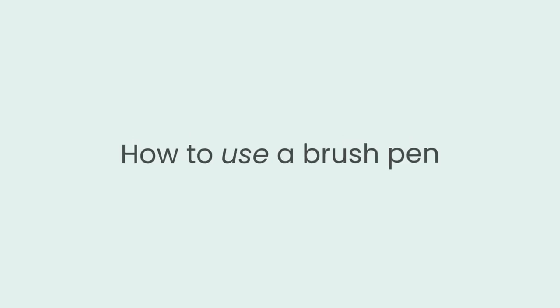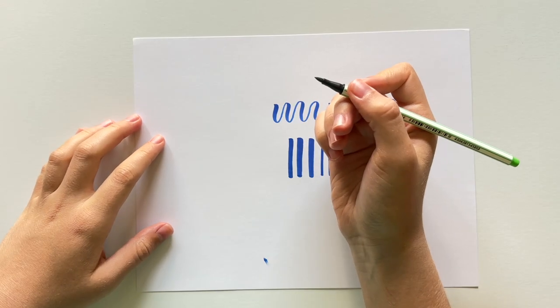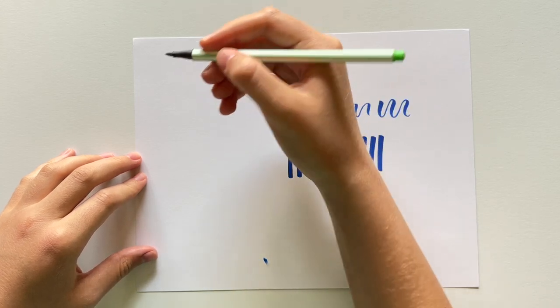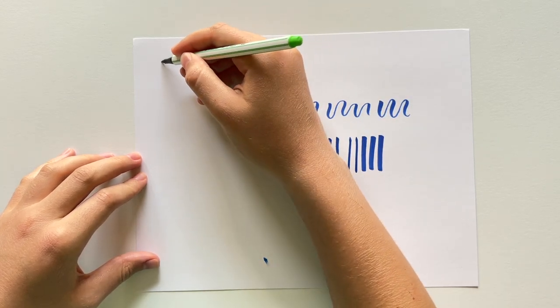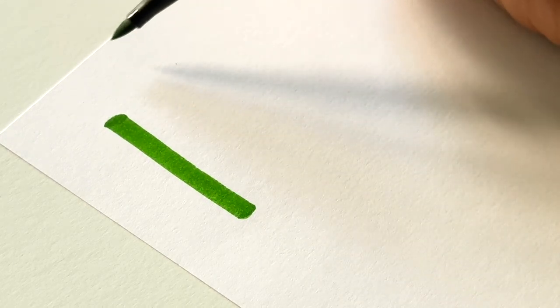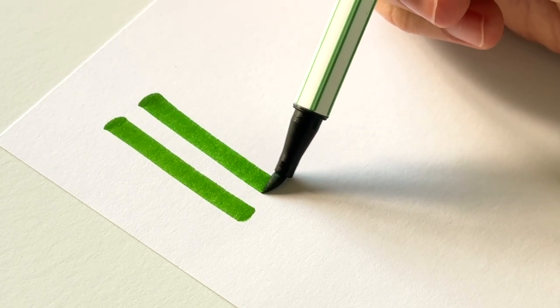Now let's talk about how to actually use a brush pen. So we use brush pens for calligraphy because they're flexible and they can give us both thick and thin lines with one pen. So to get thick lines, press hard on the brush tip for thick strokes. Notice how the pen tip flexes against the paper as you add heavy pressure.